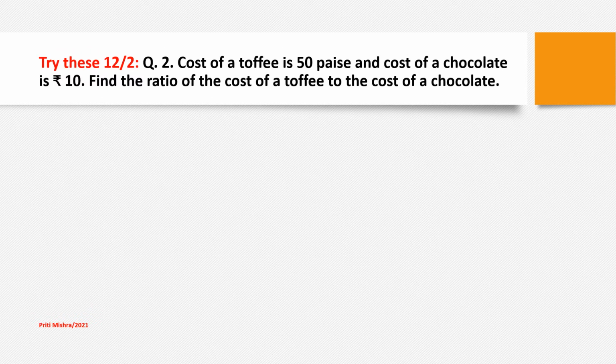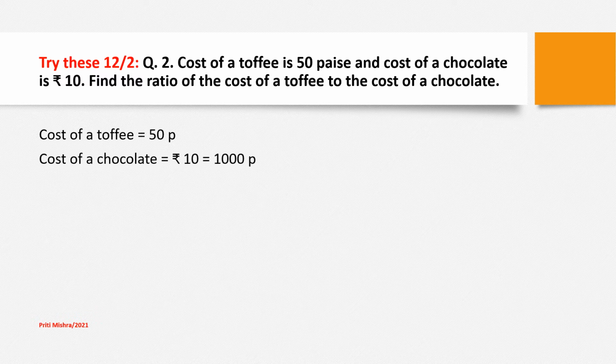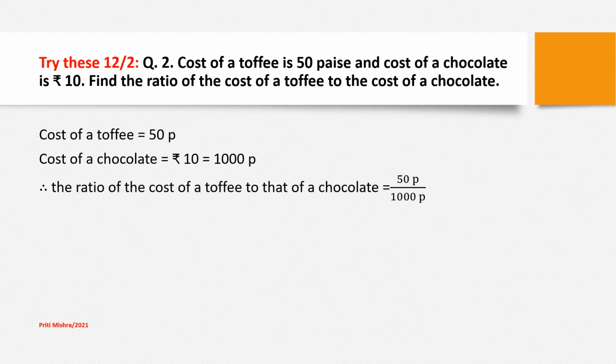Question number 2. Cost of a toffee is 50 paise and cost of a chocolate is rupees 10. Find the ratio of the cost of a toffee to the cost of a chocolate. Cost of a toffee 50 paise, cost of a chocolate rupees 10. That is equal to 1000 paise. Thus the ratio of the cost of a toffee to that of a chocolate is 50 paise divided by 1000 paise.